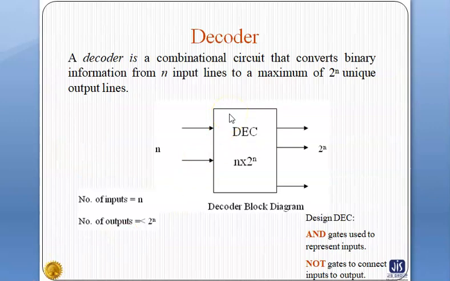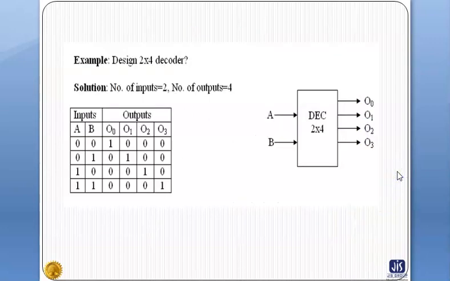Now the decoder. A decoder is a combinational circuit that converts binary information from n input lines to a maximum of 2 to the power n unique output lines. Also we can say a decoder does the opposite job of an encoder. It is a combinational circuit which converts n lines to 2 to the power n outputs, as I told. So let us see an example.